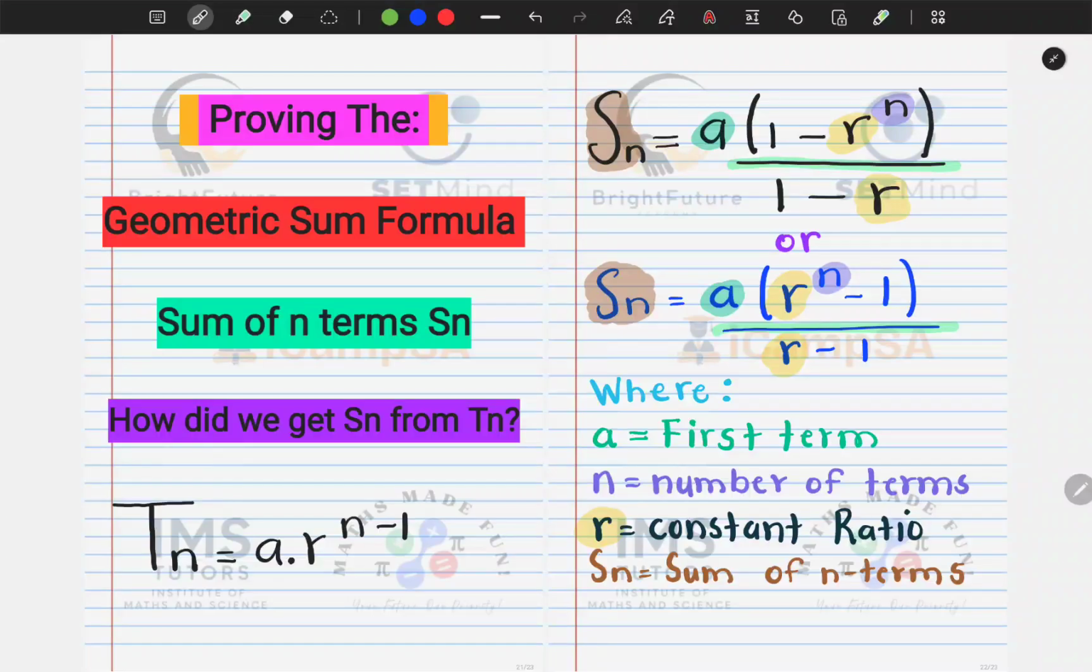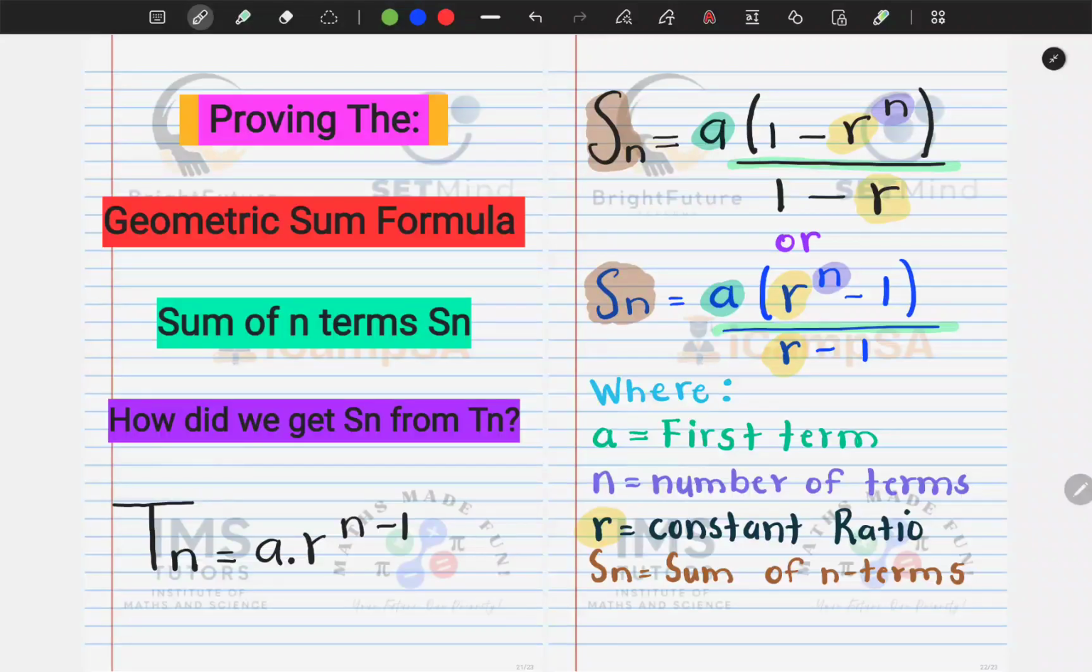In this edition by iCampSA, we'll be looking at proving the geometric sum formula. To be more specific, we look at the one where we have the sum of n terms. The question we need to ask ourselves is, how do we get Sn, which is the sum of n terms, from Tn, which is the general term?